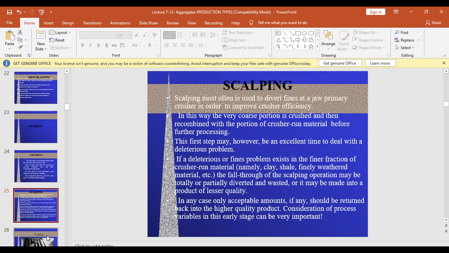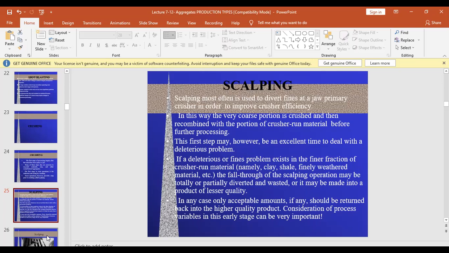So you see, scalping most often is used to divert fines at a job primary crusher in order to improve crusher efficiency. In this way, the very coarse portion is crushed and then recombined with a portion of crusher run material before further processing. This first step may, however, be an excellent time to deal with the deleterious problem.